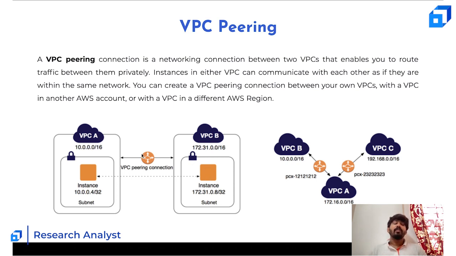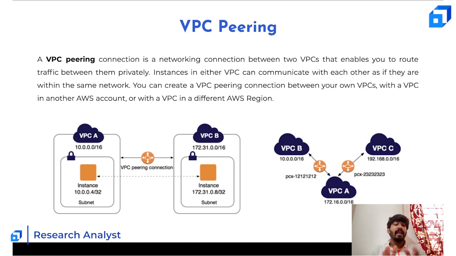Now if there is no VPC peering connection, in that case both of these instances should be public. Only then can they access each other, only then can they communicate with each other. But with the VPC peering connection, they can communicate with each other with just their private IP address without even having to go to the internet.